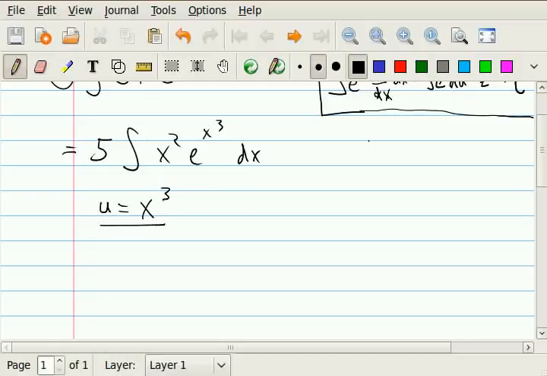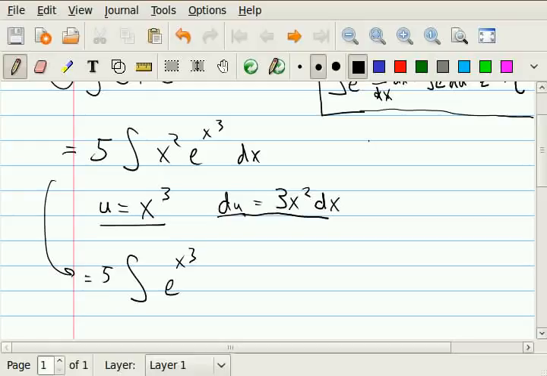We're going to replace that x cubed with u, but we also need to replace everything else. To do that, we need to find du. Remember, du is just the derivative of u with respect to x times dx. The derivative of u with respect to x is 3x squared, just taking the derivative of x cubed. So du is that times dx. Let's continue the process. We've got 5 times the integral of e to the x cubed, times x squared, times dx.